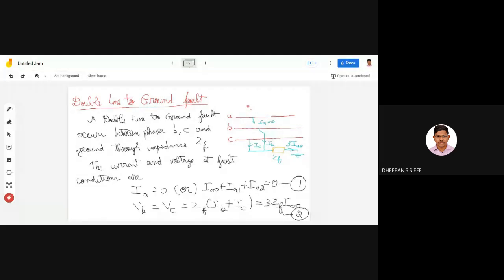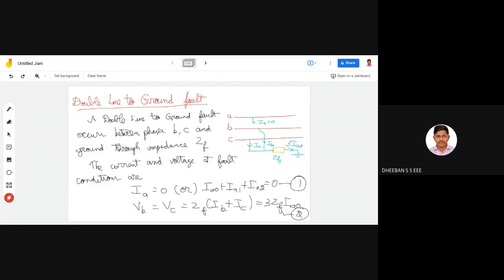As such, what happened in your line-to-line fault? There also your IA was 0. I told the reason behind that: since your current will always find the least resistance path, most of the current will be flowing through your B and C. So this is where the fault occurs. Basically, it can be considered a short circuit fault, and across this the resistance will be very limited, and the current will be shooting up very high.